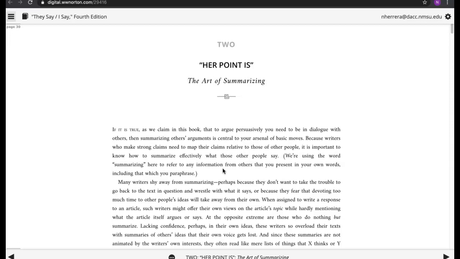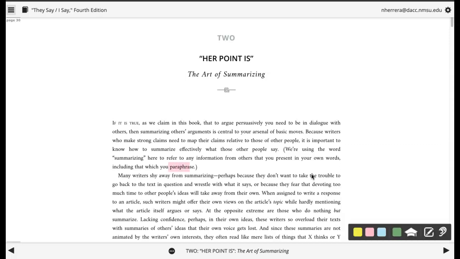Now when it comes to the textbook, it does tell you how they are using the word summarizing. Here it says we're using the word summarizing to refer to any information from others that you present in your own words, including that which you paraphrase. So when it comes to summarizing, they're not talking about quoting. Quoting is not summarizing. Quoting is basically copying the article word for word and putting quotation marks on it. What they mean here is that you're putting it into your own words, or paraphrasing. Paraphrasing actually means the same thing. It means putting into your own words.